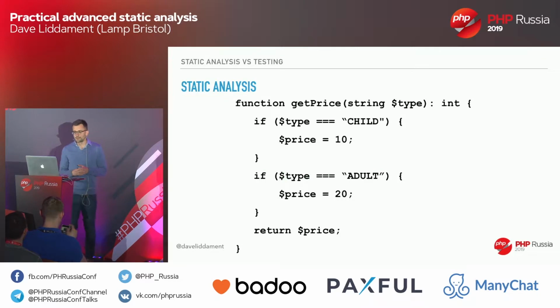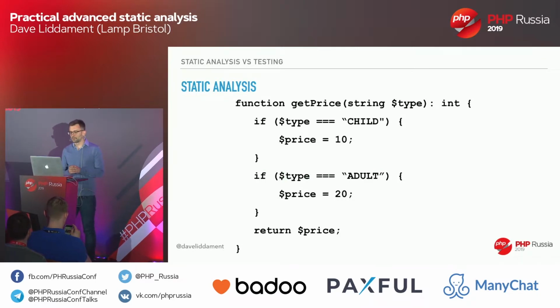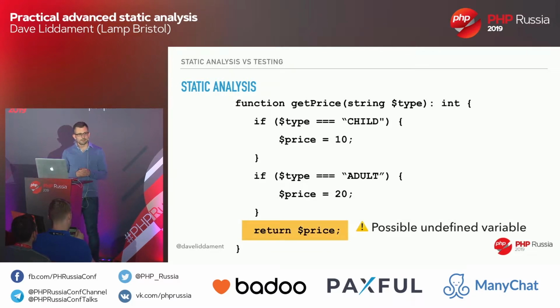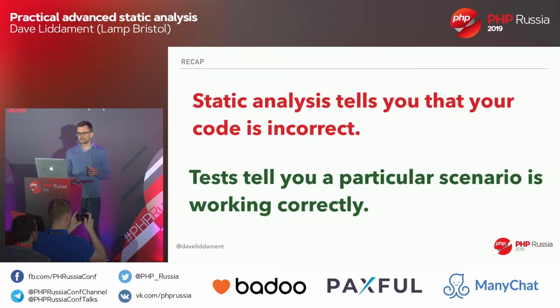So static analysis would look at this same code base, and it would say, well, I think there's a problem here. Possibly price may not be defined. It might not have been set during that method, and we're trying to return an int, so this clearly wouldn't work. So static analysis tells us that our code is incorrect, and tests tell us that for that particular scenario the code is working correctly. So you kind of need both.